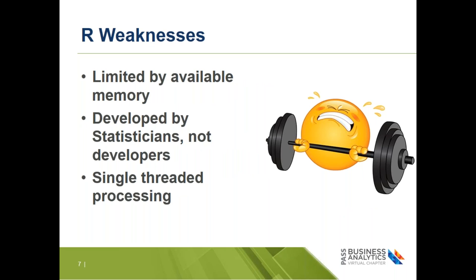All right, our weaknesses. You're limited by available memory. Well, that can be a problem, especially if you've got 4 gig of RAM or you have a lot of data. It just has not been designed to do anything with that. And it was developed by statisticians, not developers. So there are some design things that they did not take into consideration when they built it, which is why people are going through and rewriting a lot of their code and putting a 2 after the library so that it will be more efficient. The other thing about it is it's inherently single-threaded, which just seems crazy in today's world that anything would be single-threaded, but R is.